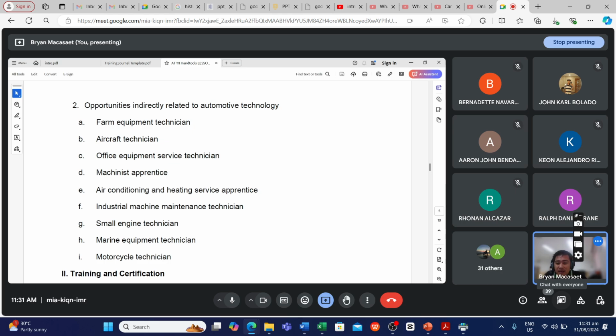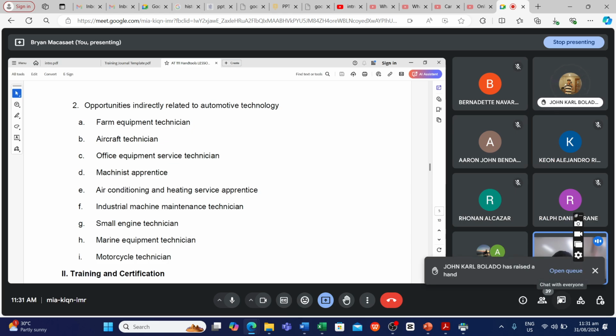Okay, letter B, aircraft technician. Bakit? Anyone? May makina din po. Yes, tama. Makina pa din, sir. Tama si Kiyon at si Aaron kasi may makina pa rin yung aircraft. Kaya nga kung kayo halimbawa graduate ng automotive, mag-apply kayo as aircraft mechanic or technician, pwede.